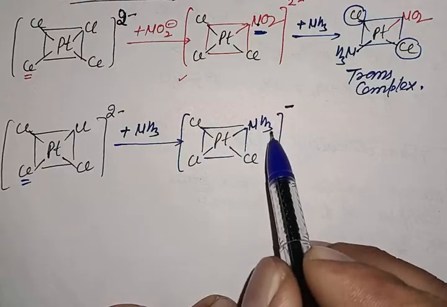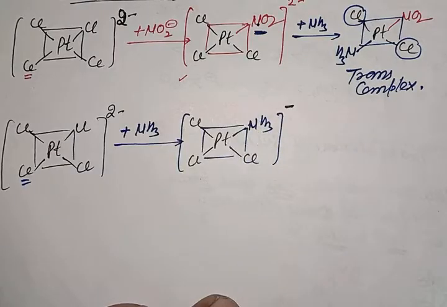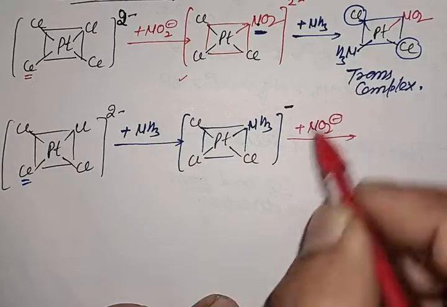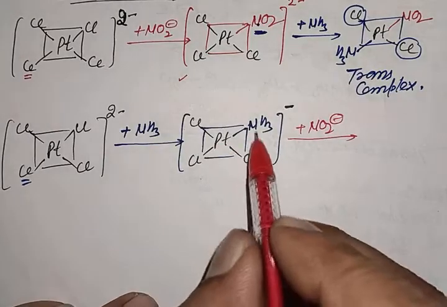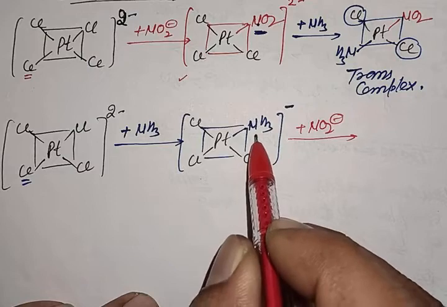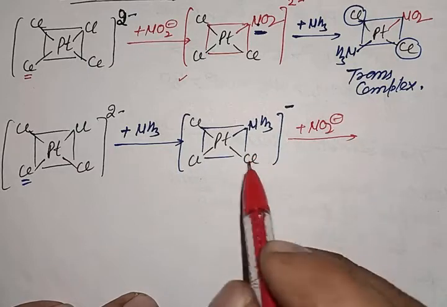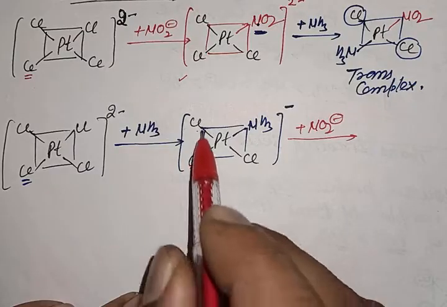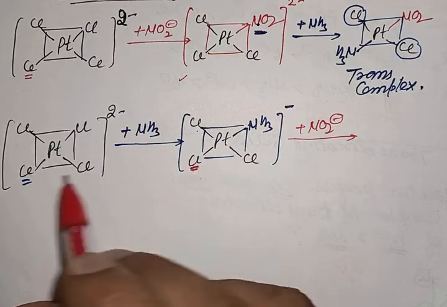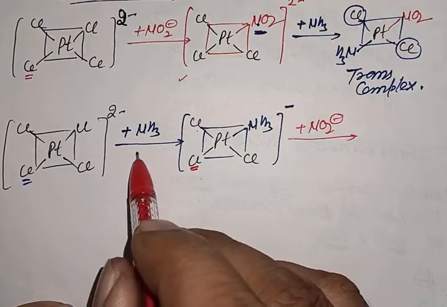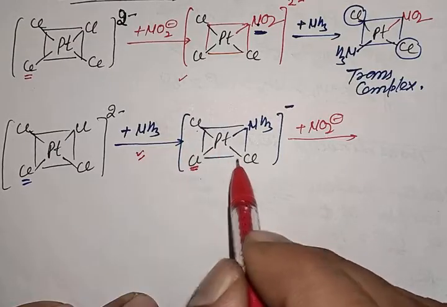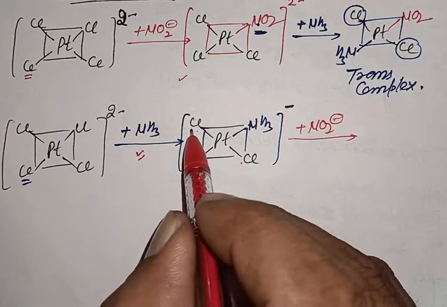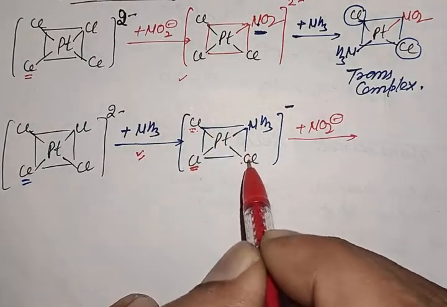So one NH3 we have added. Now in the other step we have to add the ligand NO2 negative. There are two types of ligand in this complex, one is NH3 and the other is Cl. We know that the trans directing effect of Cl is more than NH3, and out of these 3 Cl, this Cl already showed its trans effect during the first step. So out of these two Cl, one will show its trans directing effect during the second step. Suppose this Cl will show the trans directing effect in the second step.